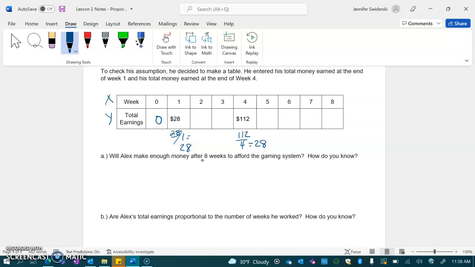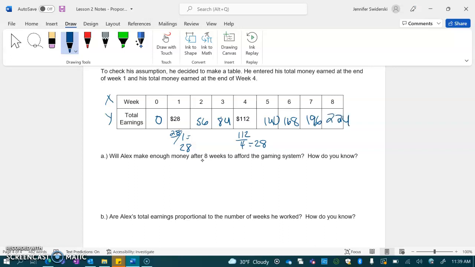So that means I can go ahead and multiply 28 times 2 to figure out how much he makes in 2 weeks. 56. 28 times 3, which is 84. 28 times 5, which is 140. 28 times 6, which is 168. 28 times 7, which is 196. And 28 times 8, which is 224.